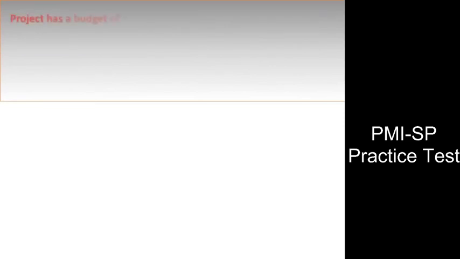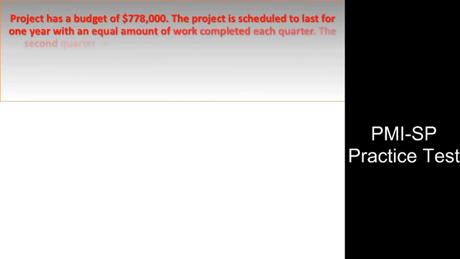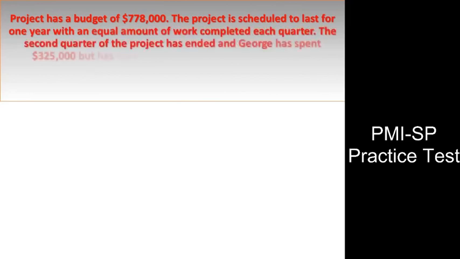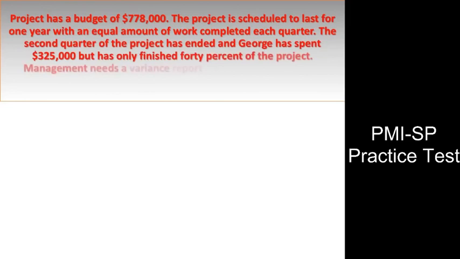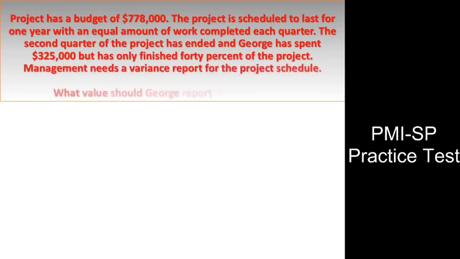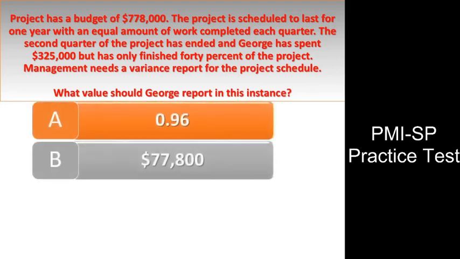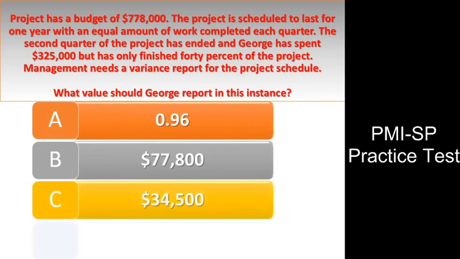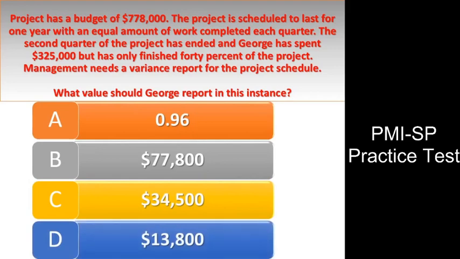Question number 9. A project has a budget of $778,000. The project is scheduled to last for 1 year with an equal amount of work completed each quarter. The second quarter of the project has ended and George has spent $325,000 but has only finished 40% of the project. Management needs a variance report for the project schedule. What value should George report in this instance? A. 0.96. B. $77,800. C. $34,500. D. $13,800.